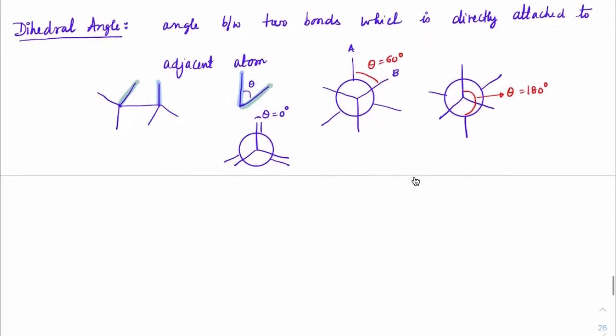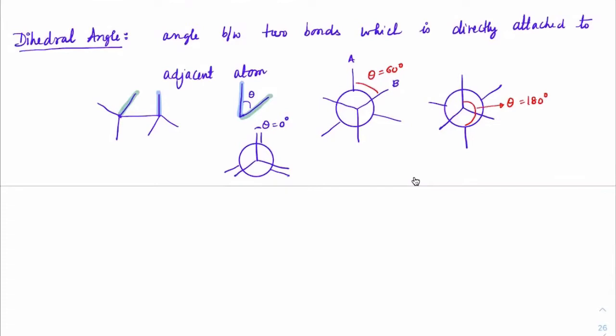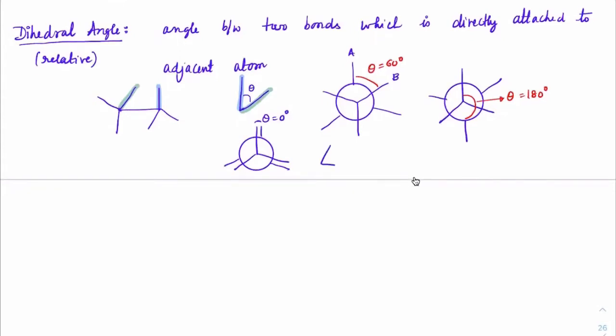We will be talking a lot in terms of dihedral angle henceforth. Dihedral angle is always relative, because with respect to the other carbon, how much rotation you make gives a certain dihedral angle. Here I can show this angle as A carbon carbon B angle. That angle is theta, which is 60 degrees. Let's say here it is A, B, C, D. Then the angle A carbon carbon D is theta, which is 180 degrees.